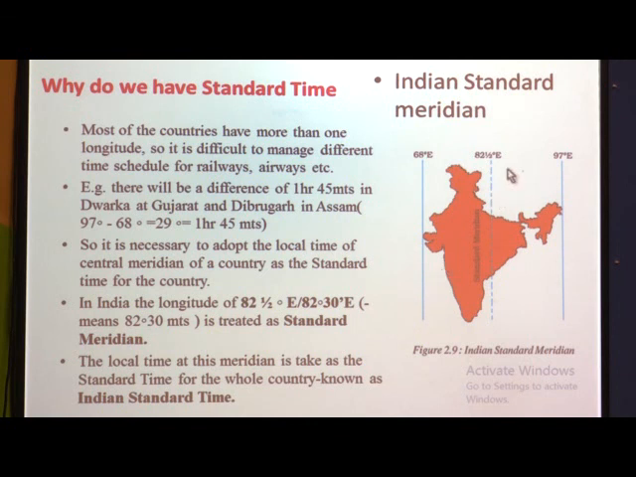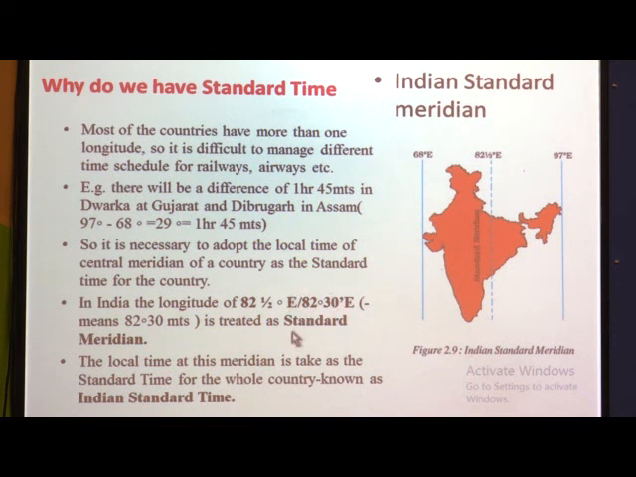It is located at 82.5 degrees east. So the standard time for our country will be calculated according to this longitude. In India, the longitude of 82.5 degrees east means what? It means 82 degrees and 30 minutes. It is treated as the standard meridian. So our standard meridian is this one. The center meridian of our country is our standard meridian and it is located at 82.5 degrees east.